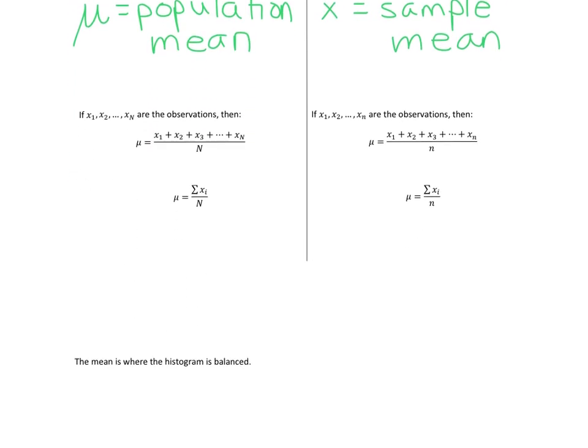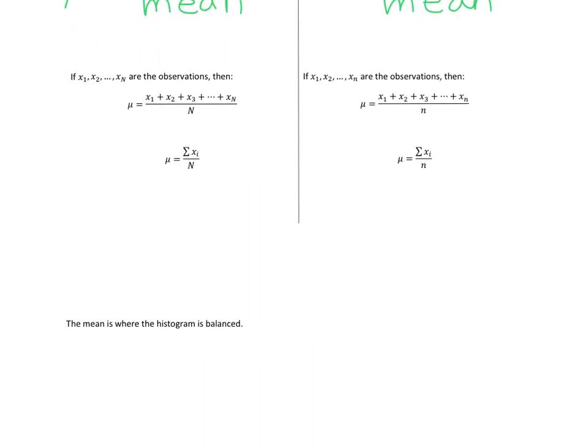Okay, and so from our definition, we have to add up all the observations and then divide by the total amount of observations. So that's what it looks like as a formula. So here's our population. We have capital N observations, since capital N is our population size. So we add up all the observations and then divide by N. And likewise, little n is our sample size. So we add up all those little n observations and then divide by n.